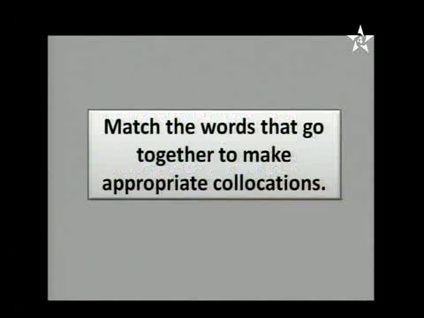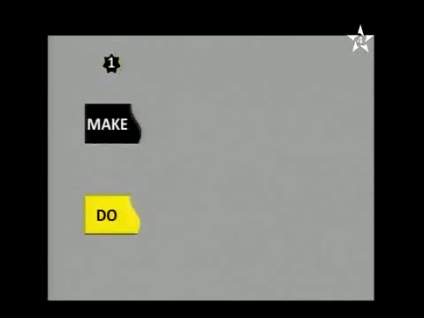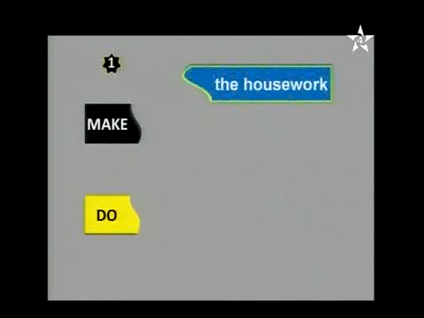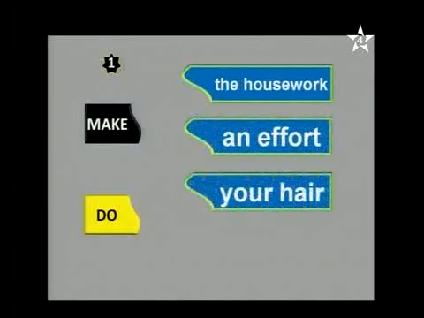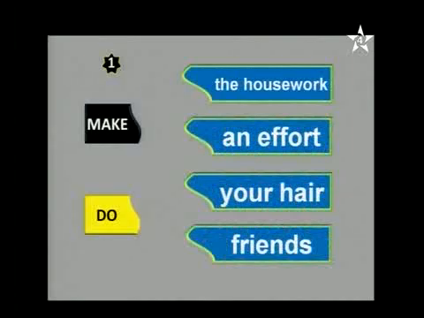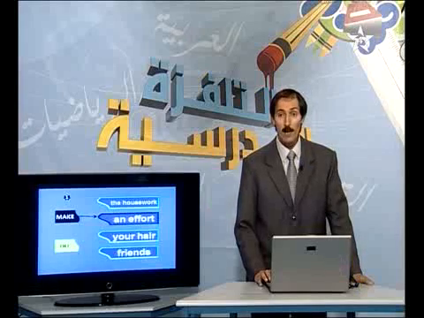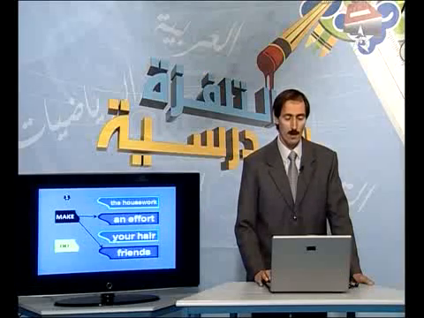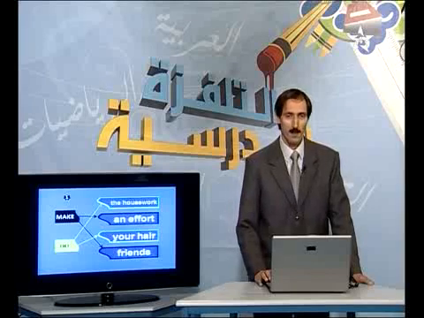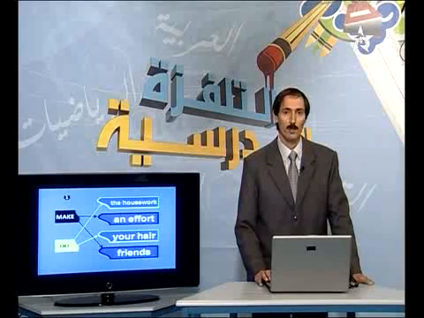Okay, so please match the words that go together to make appropriate collocations. First set: make or do the housework, make or do an effort, make or do your hair, make or do friends. Because there is no clear rule, it's just a matter of use. You have to use them regularly, time and again, so that you can remember them. For example, make an effort, make friends, but we say do the housework and do your hair. You go to the hairdresser and you do your hair so you look beautiful.